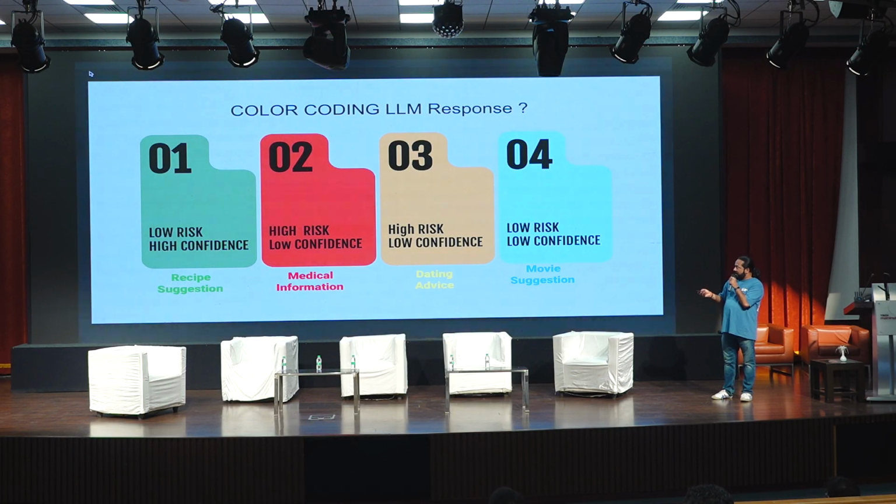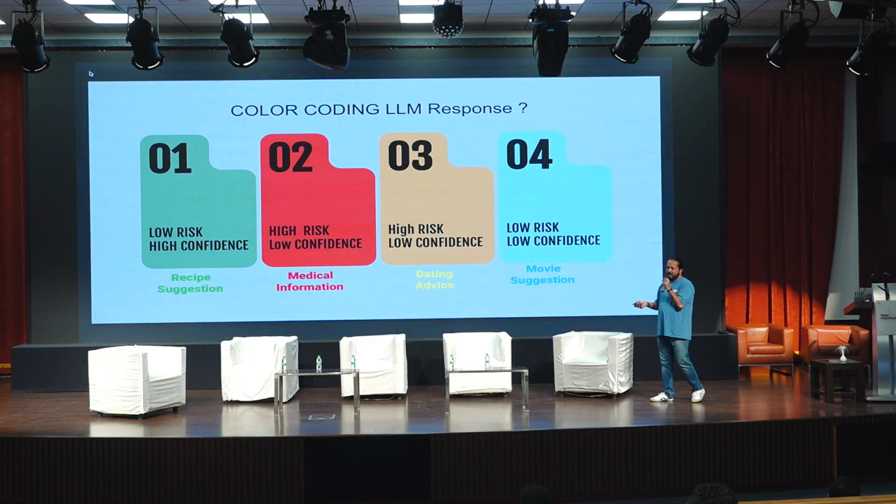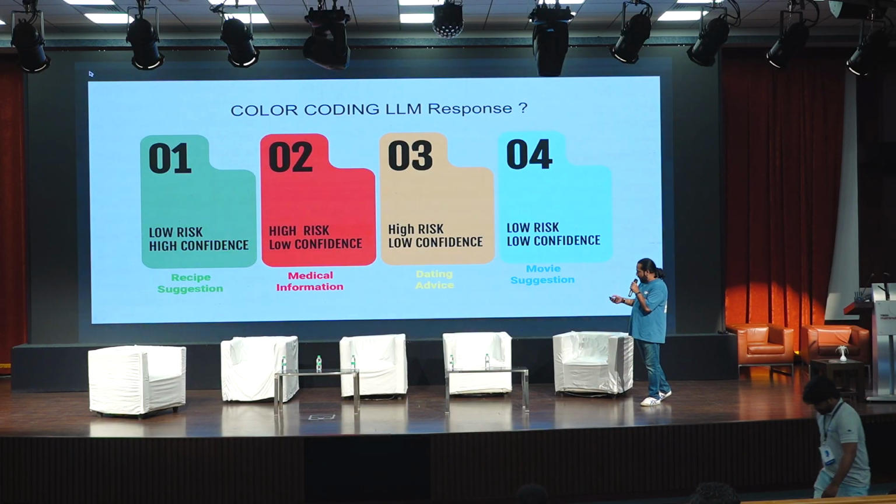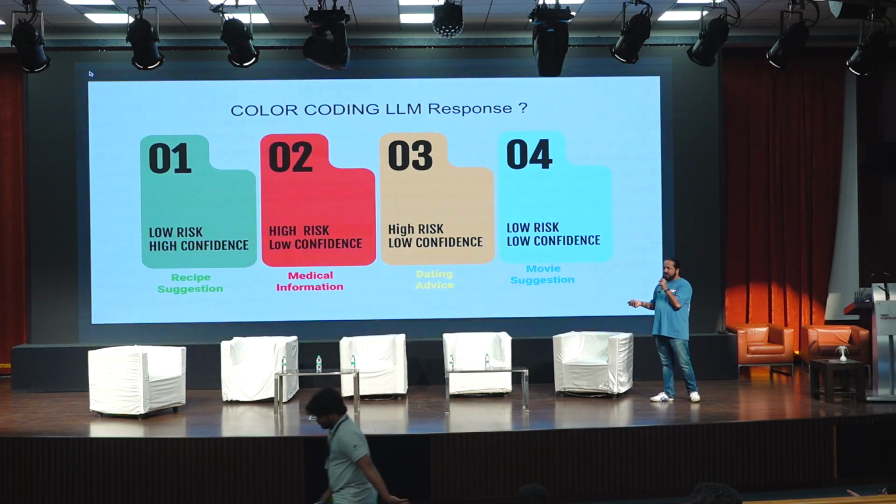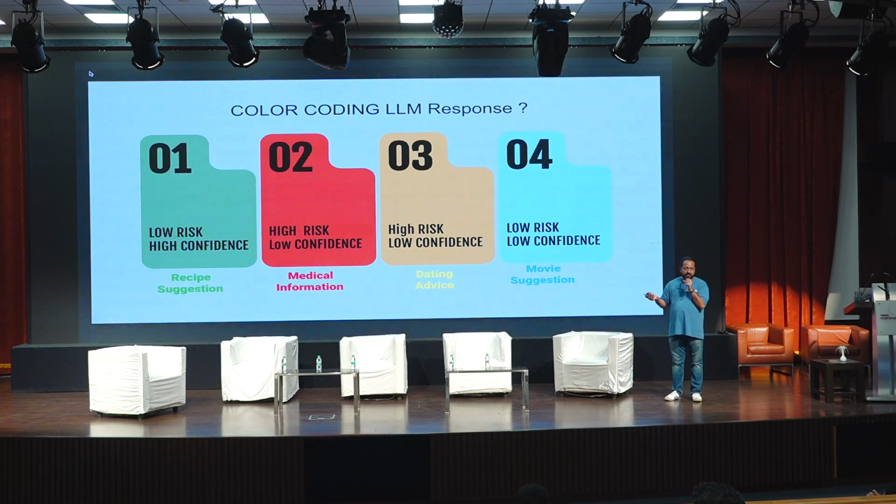Okay? In case of medical information, what medicine to take for high blood pressure, is it orbital B? So it's a high risk decision. It might cause a reaction or something, and the model has low confidence. So maybe we should color code it as red.